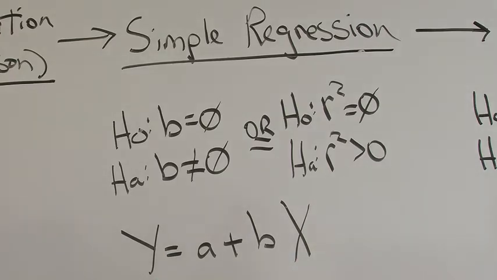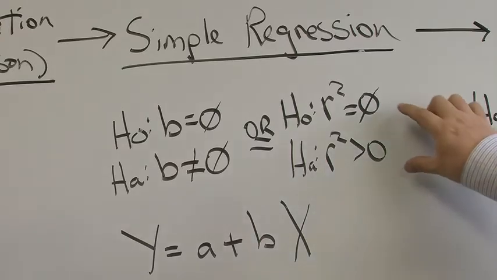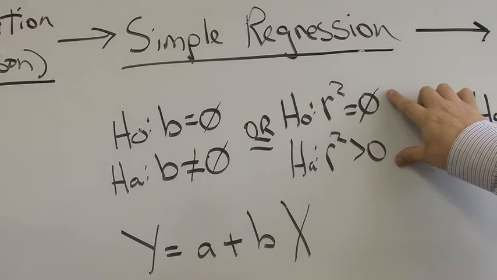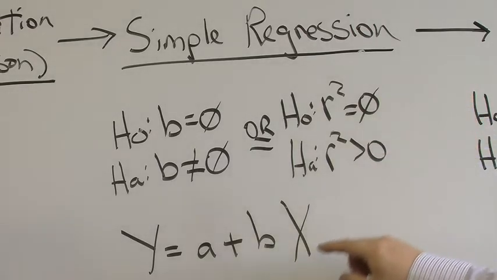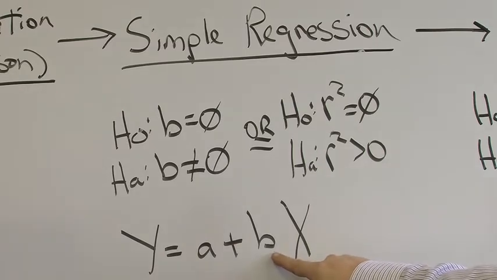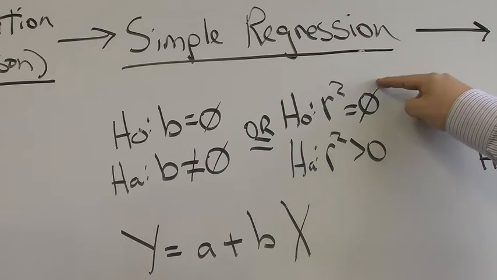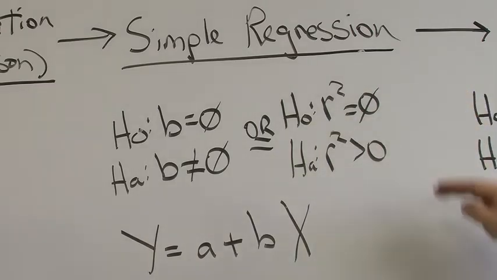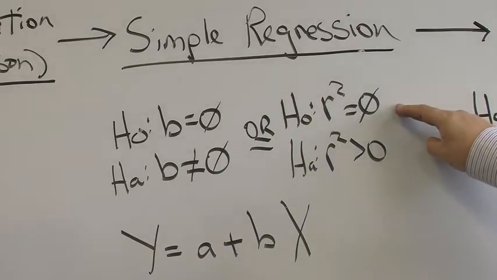okay? So the other way that we could write the null and alternative with simple regression is with r squared rather than with b. Because remember, if the slope of b is 0, by definition, the regression model does not help us predict our dependent variable. Thus, if the slope of b is 0 and the regression model does not help us predict our dependent variable, that means the variance explained is 0. So our null alternative is 0.